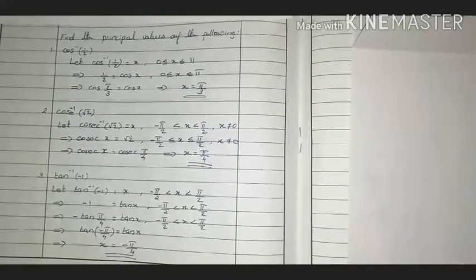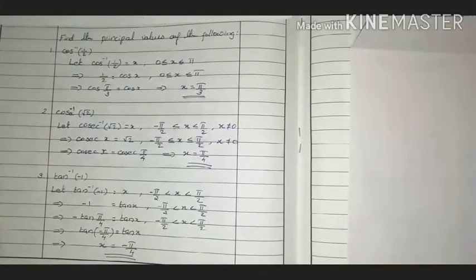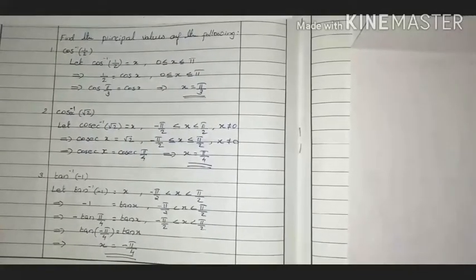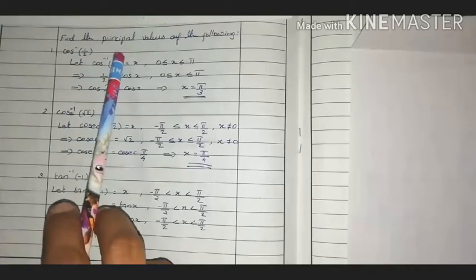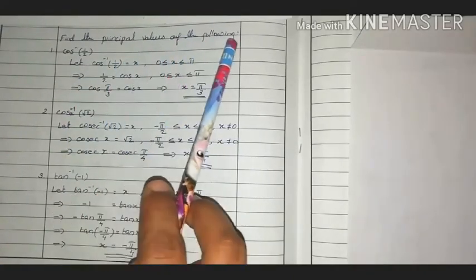I think you have learned the domain and range of trigonometric and inverse trigonometric functions. By using that we can solve problems. We are going to start our first exercise from the chapter inverse trigonometric functions. First question, find the principal values of the following.